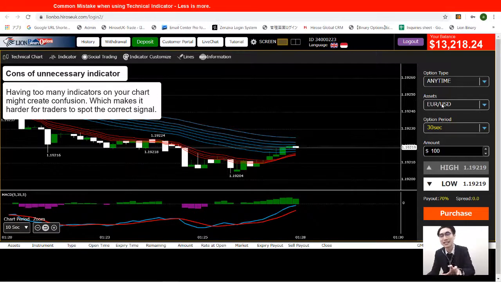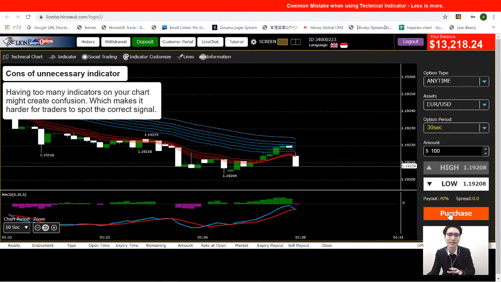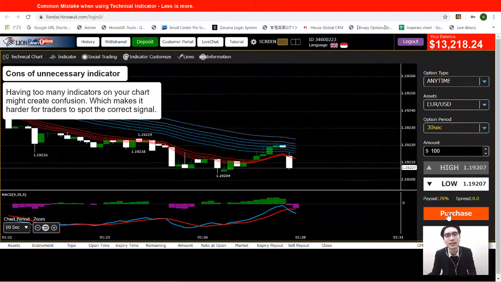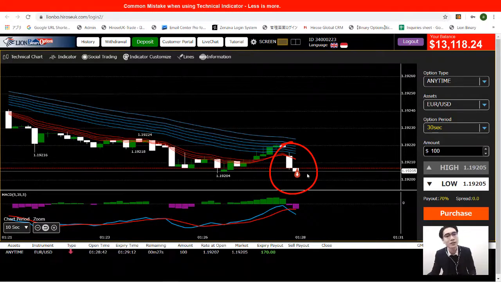You might look at the signal from an unnecessary indicator and make your trade by mistake. So that sometimes happens. Just make sure to put only the indicators that you need on your chart, to make it clearer and easier for you to analyze the market. Okay, so I place another trade here.